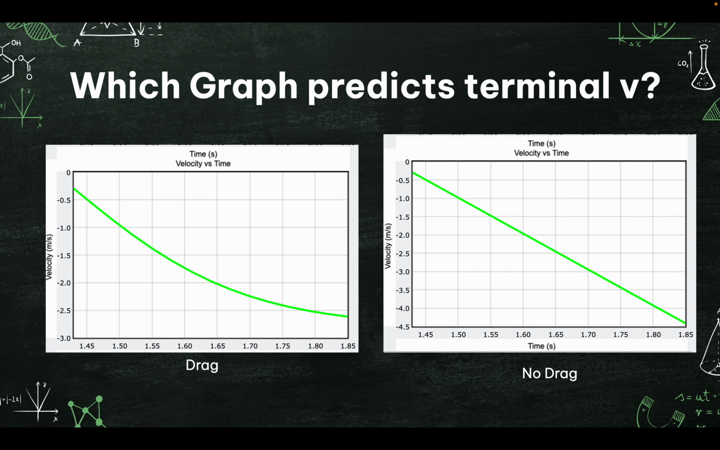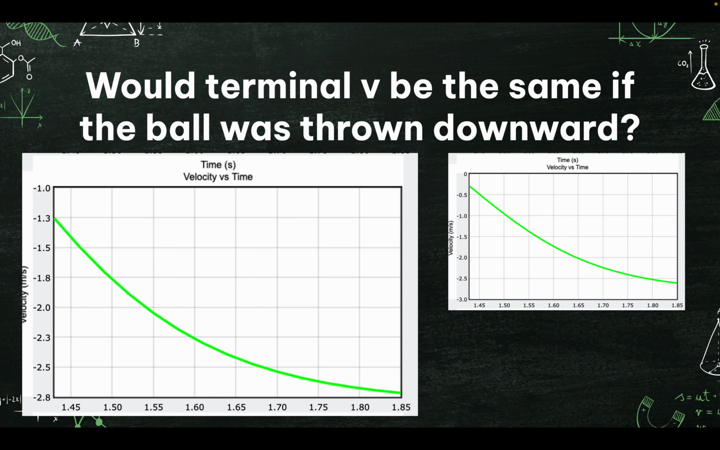Which graph predicts terminal velocity? As we can see, the graph of the drag computational model shows the velocity versus time reaching a horizontal asymptote, which shows that it accounts for the terminal velocity, whereas the velocity versus time in the no drag model does not. The terminal velocity would be the same if the ball was thrown downward, as we can see that both of these graphs account for the horizontal asymptote, and one of them has an initial velocity.